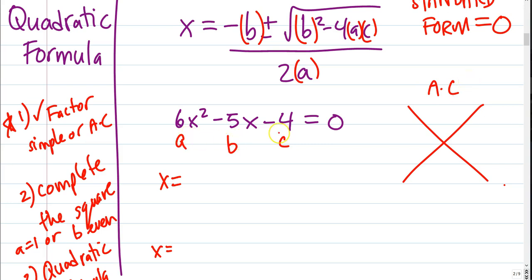So my A is 6, my C is negative 4, 6 times negative 4 is negative 24. My B is negative 5. So are there two things that multiply to make negative 24 and combine to make negative 5? Well, 1 and 24, 2 and 12, 3 and 8. 3 and 8 all of a sudden popped out at me. 3 and 8 could make a negative 5 if the 3 were positive and the 8 were negative. So this could actually factor, and I would argue that that is an easier process than going through the quadratic formula.